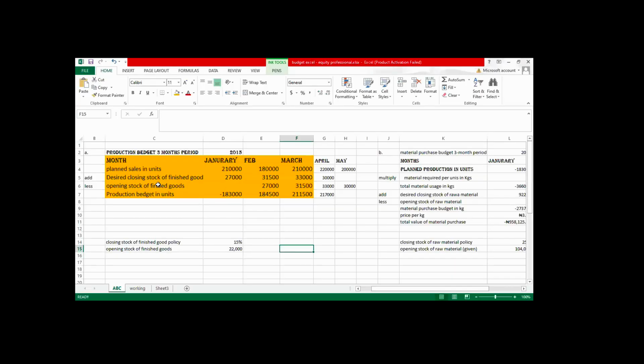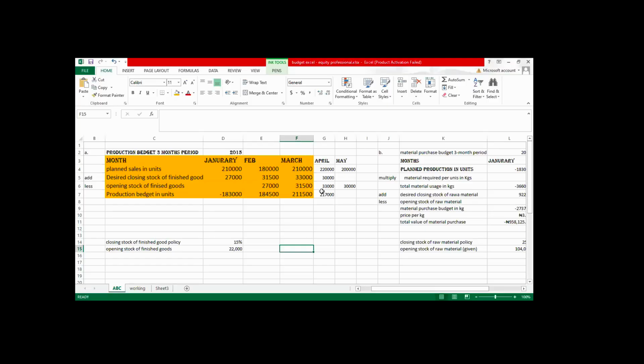Desired closing stock of finished goods. 27,000 for January, 31,500 for February, 33,000 for March, and for April, 30,000. Is that clear, please? Yes, sir.